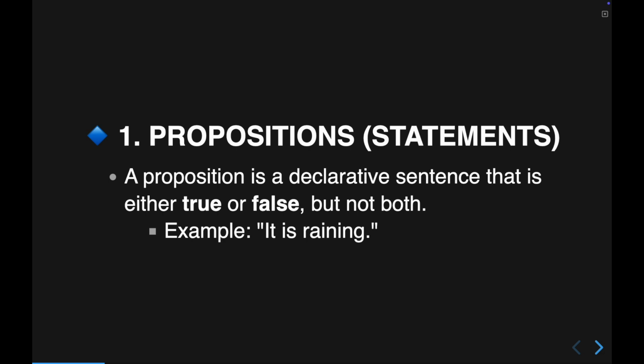First, we have propositions, or statements. A proposition is a declarative sentence that is either true or false, but not both. An example is the sentence, "It's raining."